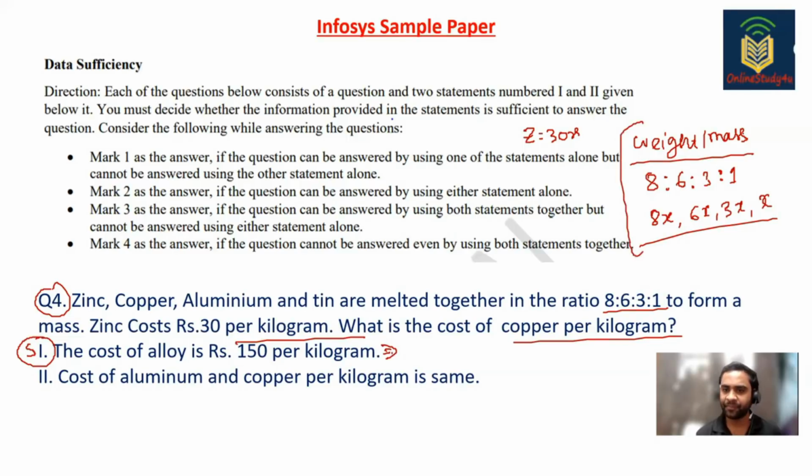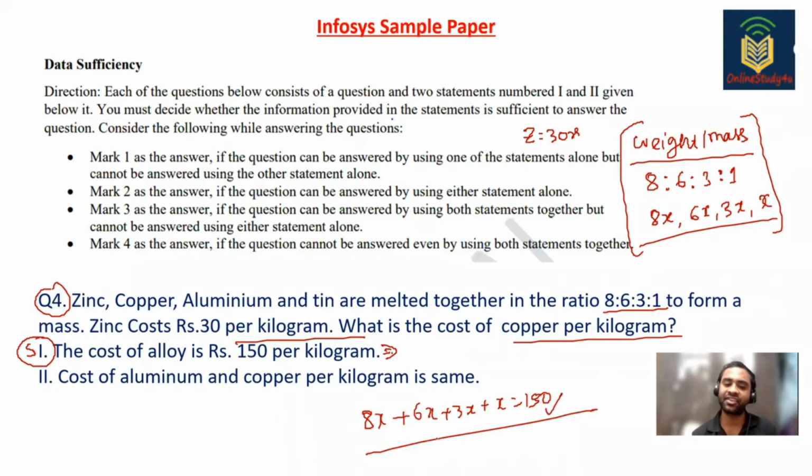But here, if you see, mass or weight has been given. So many times students will equate 8x plus 6x plus 3x plus x to 150. No friends, this is a price per kg and this is weight. So weight and price you cannot combine, like 7 kg plus 5 kg plus 3 kg will not become 100 rupees. So don't make that mistake.